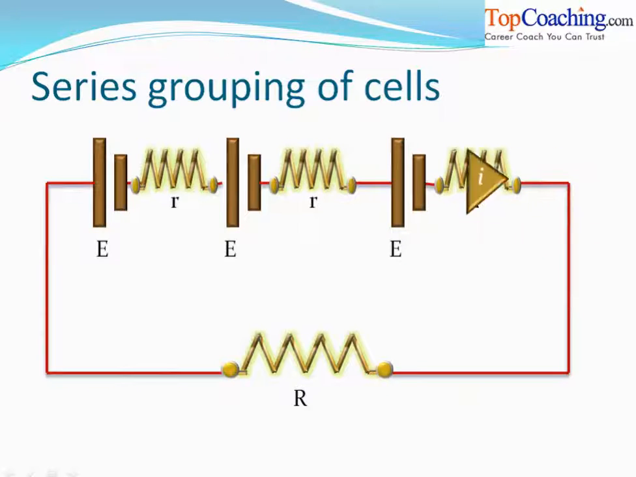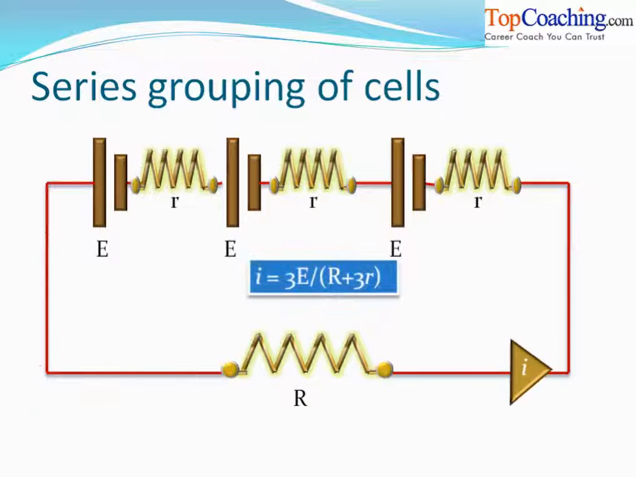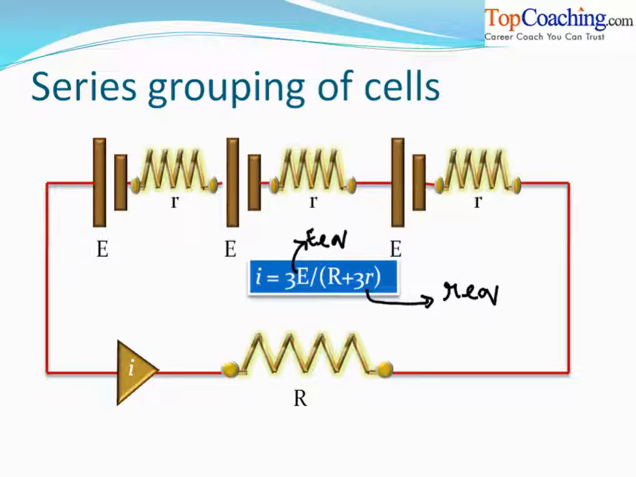So here we go. The current in the circuit is clearly 3E divided by R plus 3r, isn't it? Because as you can see, if you apply Kirchhoff's law, you'll see that plus E plus E plus E minus I into capital R minus 3r into I is 0, isn't it? Now what this means is that the equivalent EMF is actually 3E, isn't it? And it also means that the equivalent internal resistance is r equivalent, which is 3r.